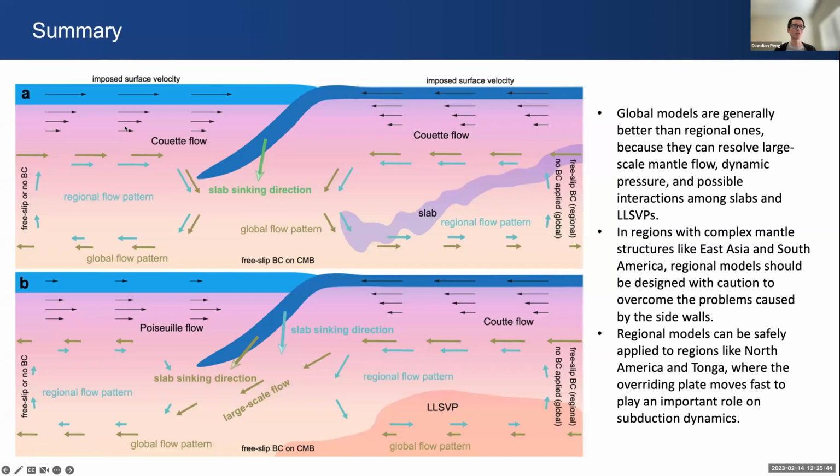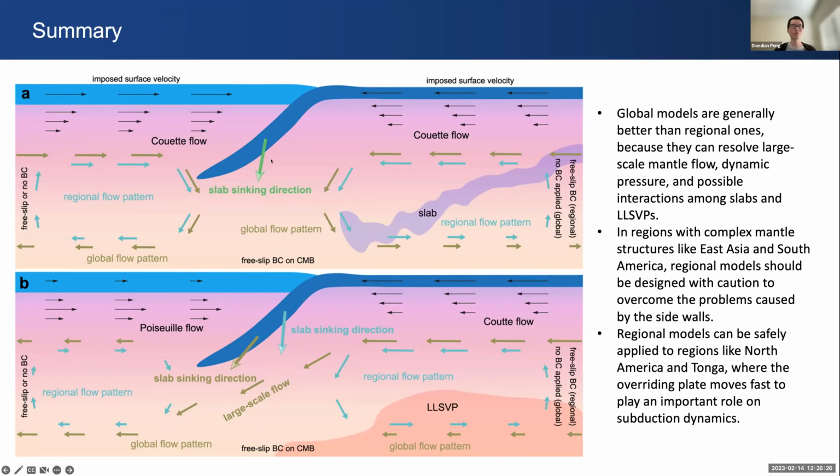For subduction zones like North America and Tonga, the overriding plate is also moving pretty fast. So because of the fast plate motion beneath both the overriding plate and the subducting plate, the velocity is decreasing with depth. This is a typical Couette type flow. And because these two plates are moving towards each other, in both global and regional models, the mantle flow pattern is like a circulation.